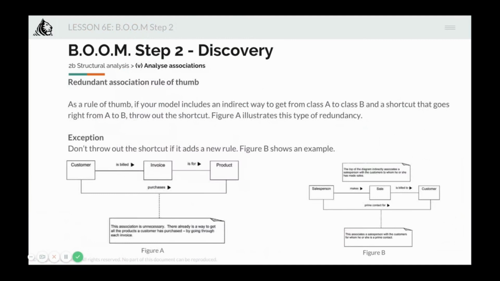This is not the same as the first rule. For example, a salesperson may make sales to customers for whom he or she is not the prime contact, perhaps because the prime contact was away that day. As well, a salesperson may be the prime contact for a customer yet not have made any sales to that customer, perhaps because the customer was only recently assigned to the salesperson. Since the two rules are distinct, the shortcut is retained.